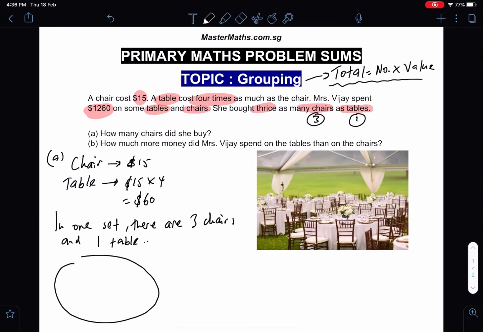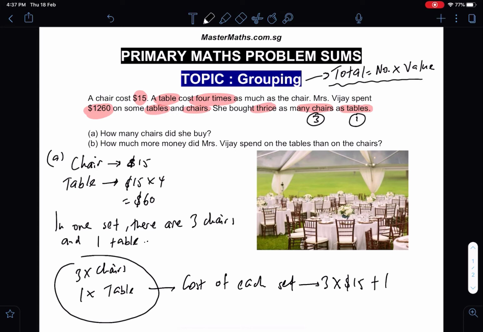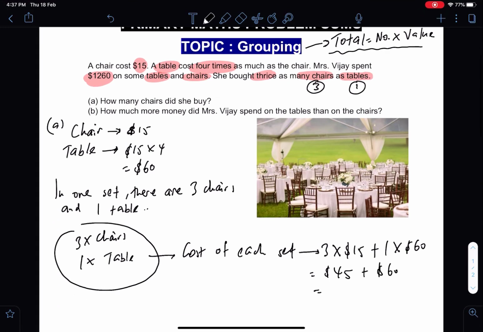So let's draw out the set first. 3 chairs, 1 table. And the cost of each set. This will be 3 chairs, that will be 3 times $15 plus 1 times $60. So this is $45 plus $60, which is going to be $105. So take a look at this particular set, my friends. This is just one set, right? The cost of one set is very simple. It's just $105.